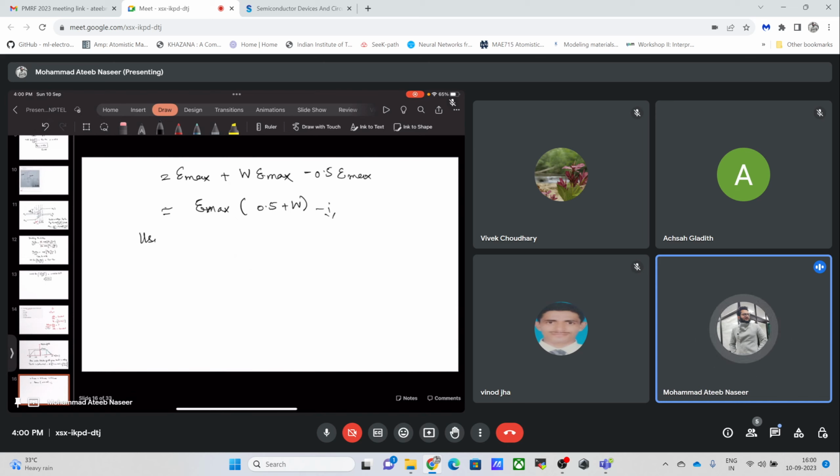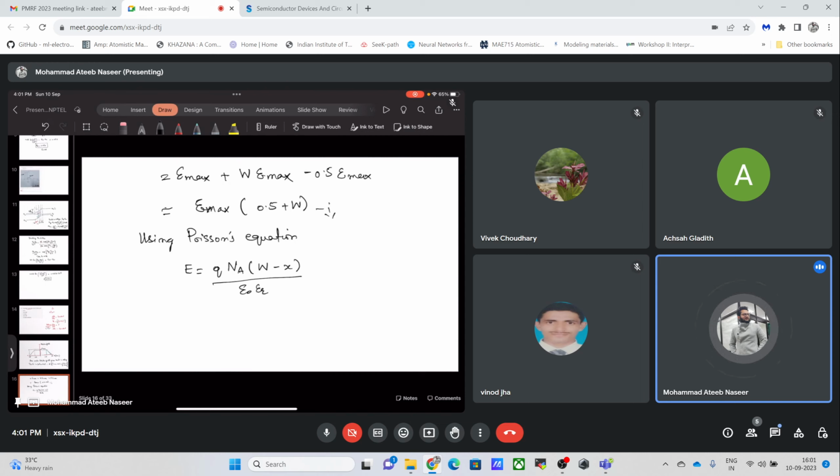So if I am using the Poisson equation again, and if I am trying to solve for the P side, you must have seen this, that the electric field is a function of Q times Na, times W minus x, where W is the depletion width, divided by epsilon naught into epsilon r. If I solve the Poisson equation, I will get this relation for the electric field.